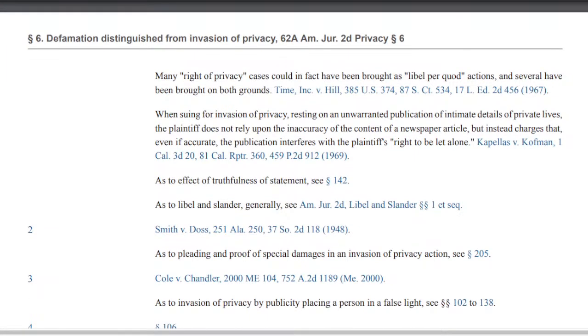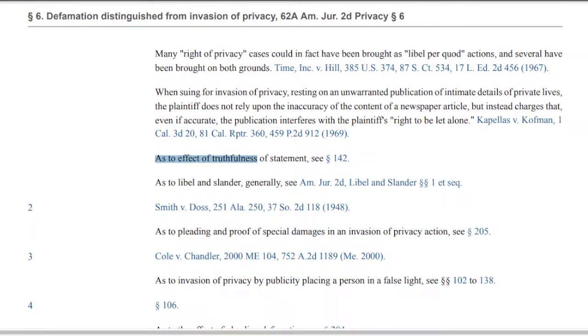So let's continue on these footnotes. Many right of privacy cases could in fact have been brought as libel per quod actions, but several have been brought on both grounds. Interesting, and that's 67. When suing for invasion of privacy, resting on an unwarranted publication of intimate details of private lives, the plaintiff does not rely upon the inaccuracy of the content of a newspaper article, but instead charges that, even if accurate, the publication interferes with the plaintiff's right to be let alone. That's 1969, California. Nice.